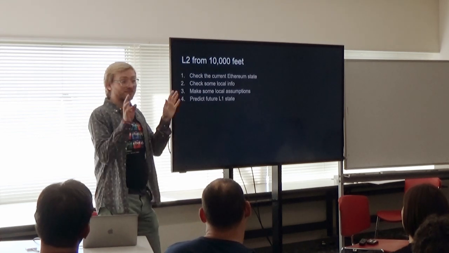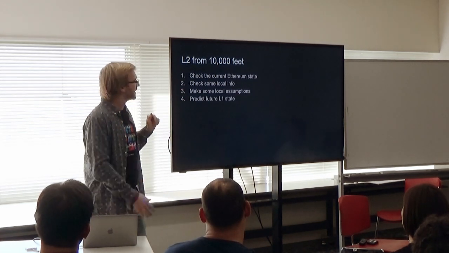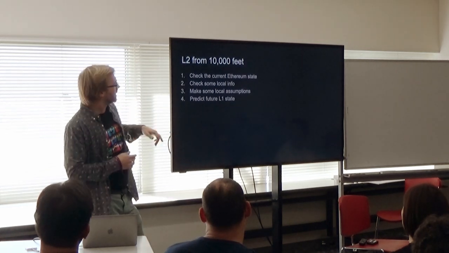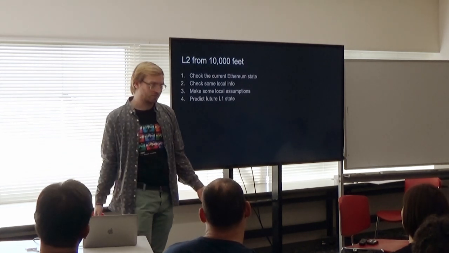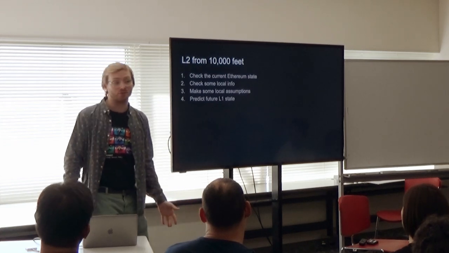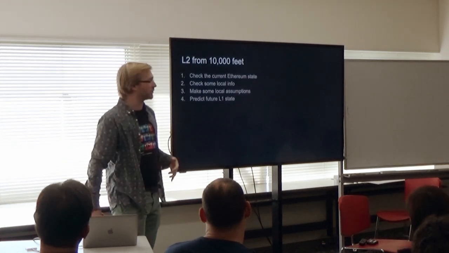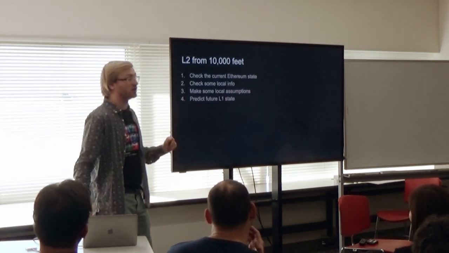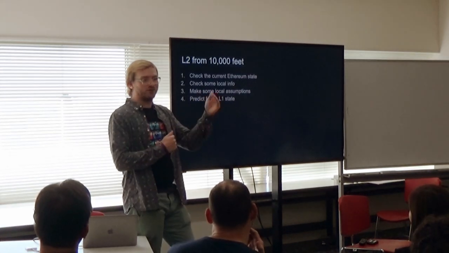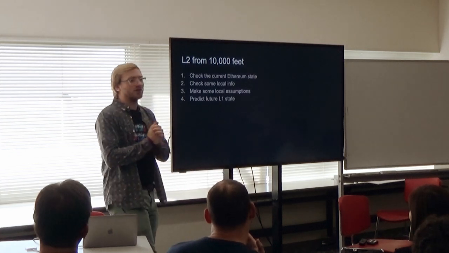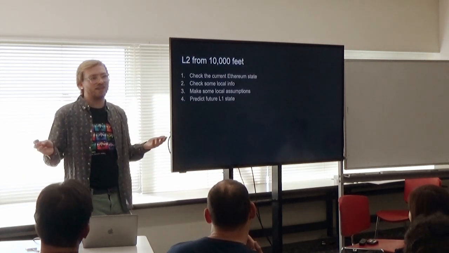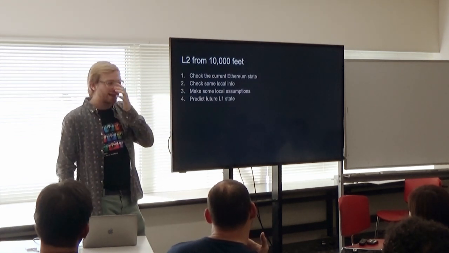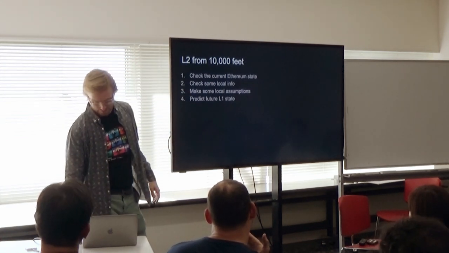The next thing that you do, and this is the layer part, the second layer, is you get some local information and you look at it and you observe it, right? The third thing that you do is you make some kind of an assumption. This is usually of the form, I will dispute things, and we'll be talking about that a lot here, but there are lots of different assumptions you can make. And then the last thing you do is you make some prediction about future L2 state. So when I have two coins in a channel, what this means is I believe in the future, I will be able to withdraw two coins from the channel. It's not really anything other than that, okay?